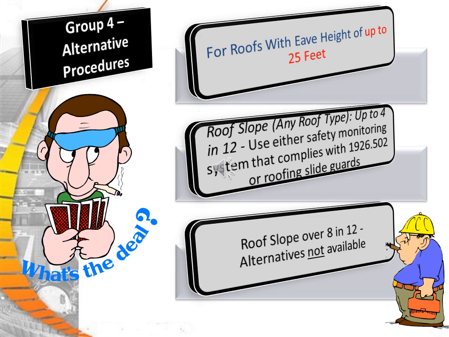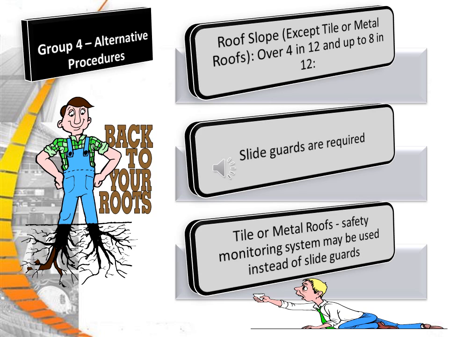For Group 4 with eaves height of up to 25 feet, and roof slope up to 4 in 12, you will use either a safety monitoring system that complies with .502 or roofing slide guards. For a roof slope over 8 in 12, alternatives are not available. The roof slope for Group 4 is over 4 in 12 or up to 8 in 12. Slide guards are going to be required, and tile or metal roofs call for a safety monitoring system which may be used instead of slide guards.